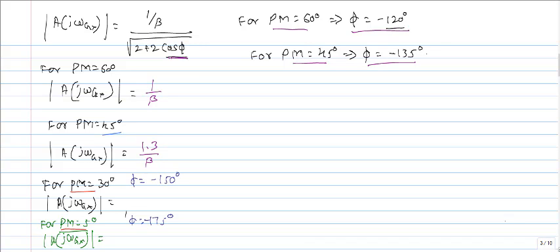In a similar way, for a phase margin of 30 degree, we'll have a phase value of the loop gain at omega equals omega gx as minus 150 degree. So when you plug in this phi value, one would end up having a value of 1.93 divided by beta. So in a similar way, for a phase margin of 5 degree, the phase angle would be minus 175 degree, and one would have a magnitude of the closed loop gain being raised to a larger value of 11.4 divided by beta.